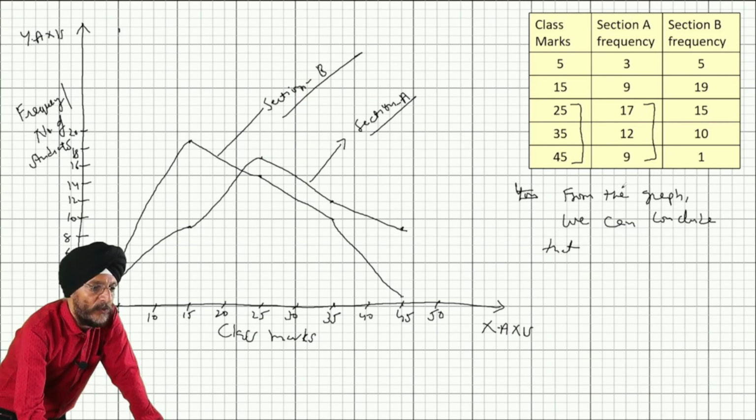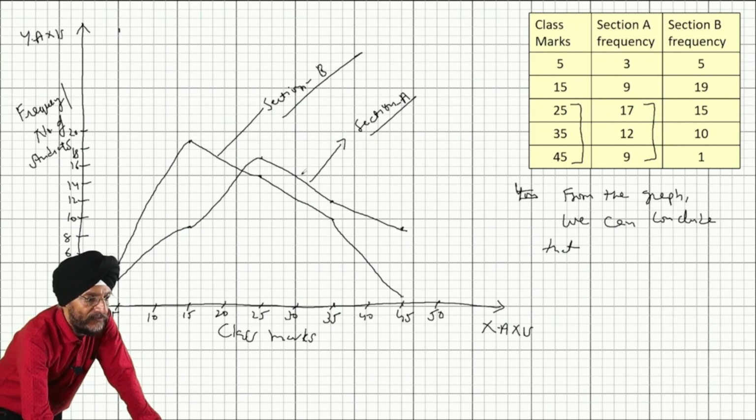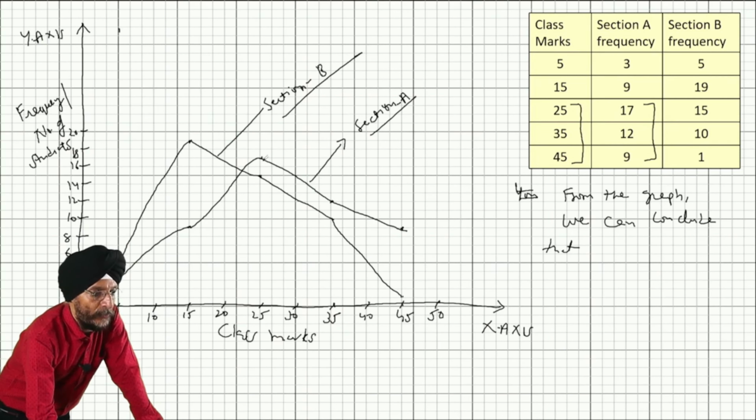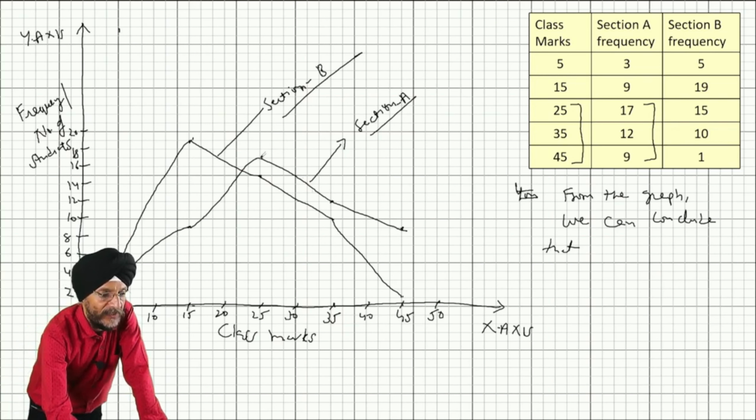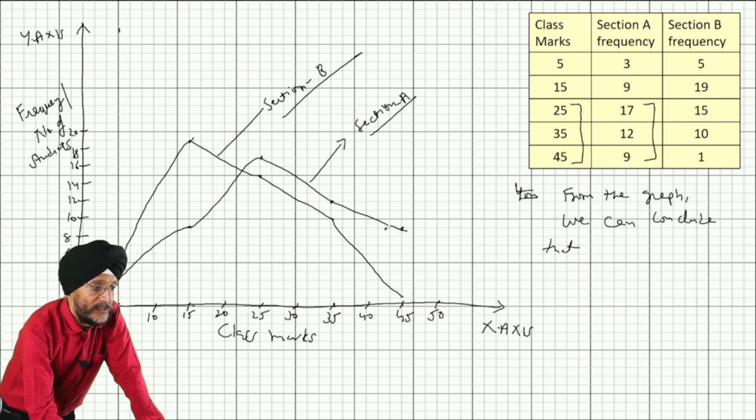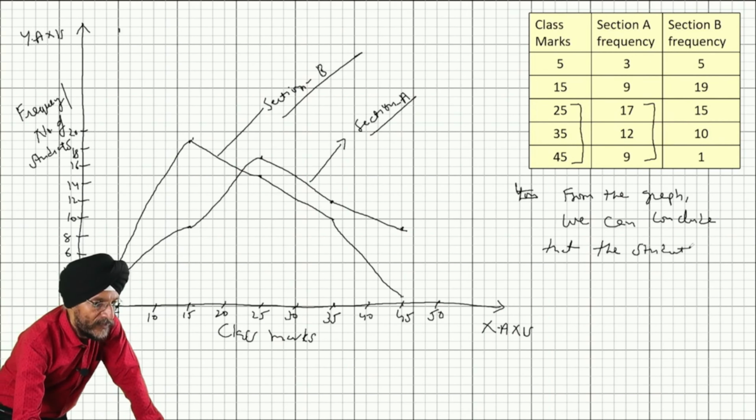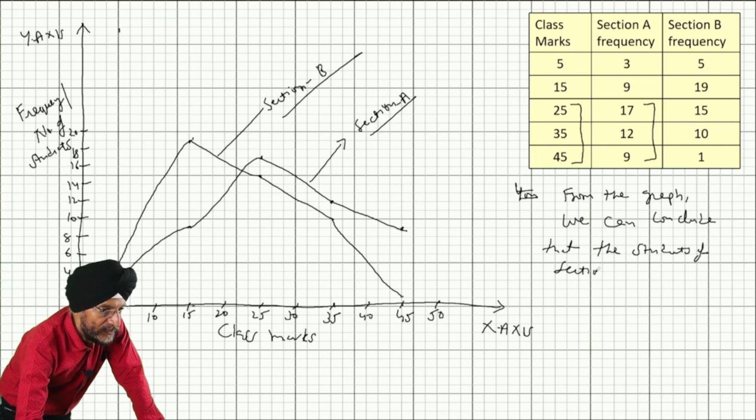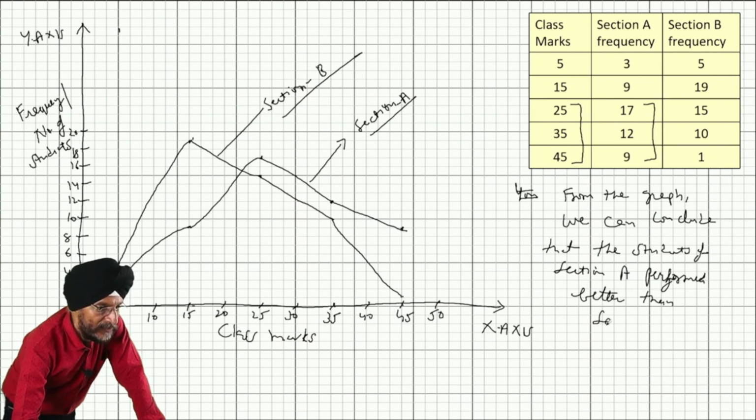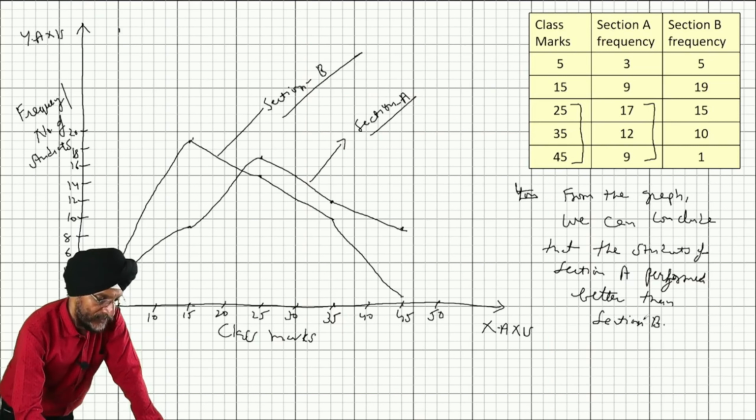So while writing the answer, we will write that from the graph you can see that these lines are on the upper side at 3 points. In respect of only 2 points, that is when the class marks were only 5 and 15, section B was ahead. But at the 3 points, when the class marks were 25, 35 and 45, the frequency in respect of section A was more. So we conclude that the students of section A performed better than section B.